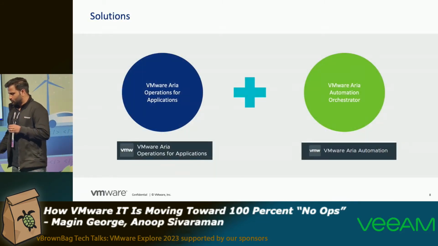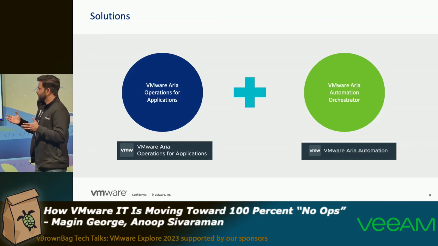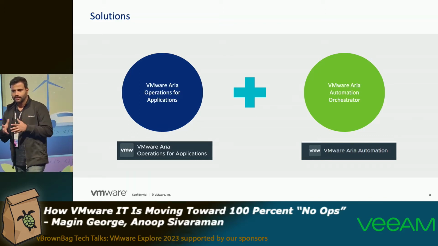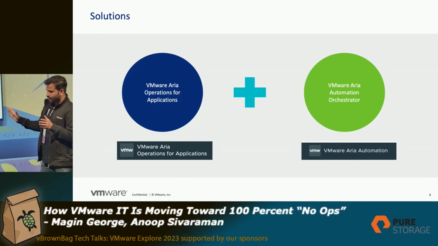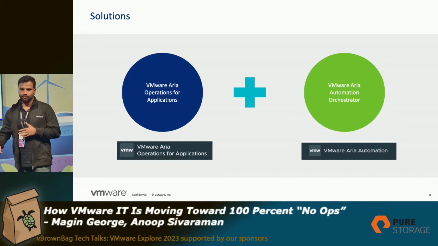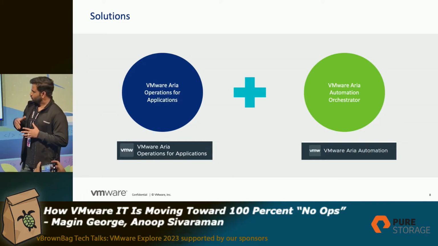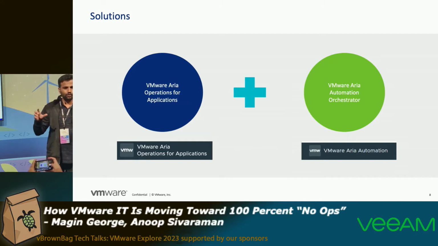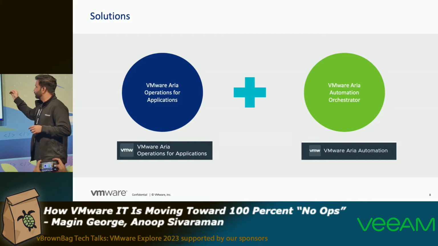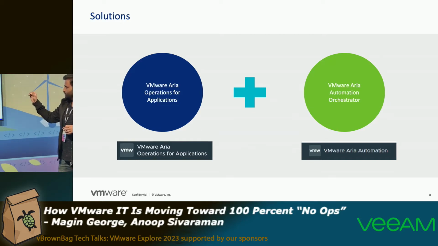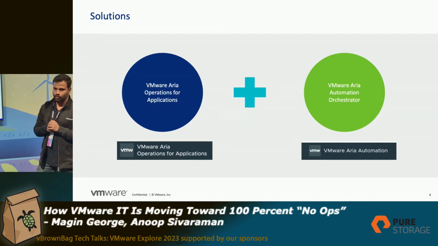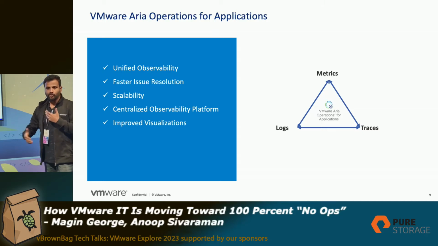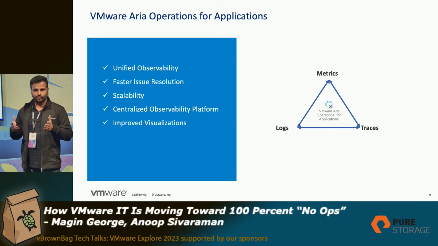Yeah. So we discussed the challenges, the features, and now let's see the kind of solutions that VMware provides. VMware has multiple solutions that can help you achieve NoOps in your industry. Here, we are specifically talking about two such solutions. The first one is VMware Aria Operations for Applications, and the second one is VMware Aria Automation Orchestrator. With the combination of the two tools and along with the automation, we can achieve NoOps. We'll discuss more about each of these tools and their features.